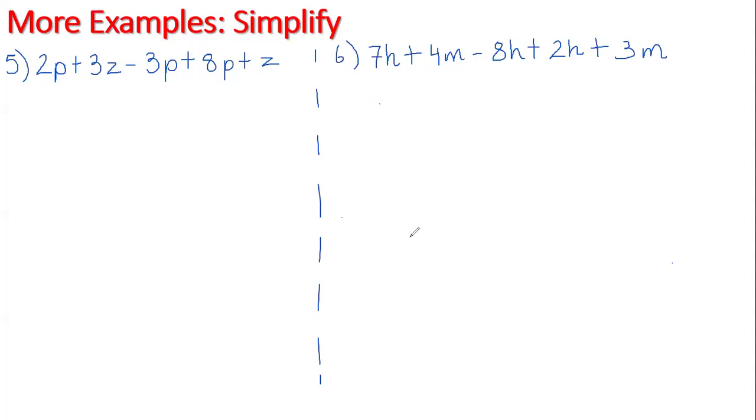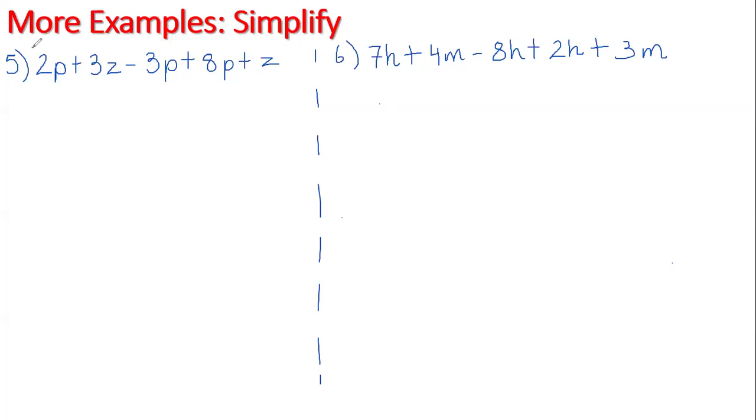I got 7p plus 4z. Say it again. 7p plus 4z. I got the same thing. Anyone else? Same. Okay. So let's go ahead and answer this. Where's Jeremiah Rule? Are you there? Yes, sir.